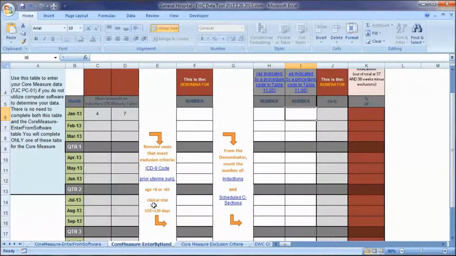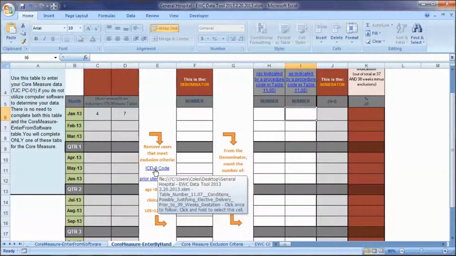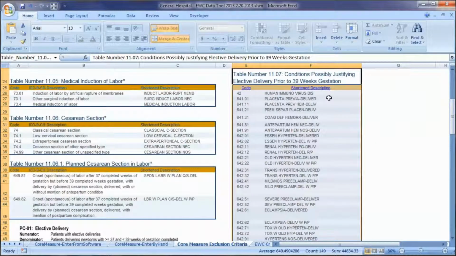Most cases are excluded based on the ICD-9 codes that are listed in Table 11.07. This is a list of 74 ICD-9 codes that is titled Conditions Possibly Justifying Elective Delivery Prior to 39 Weeks Gestation. It includes multiple maternal, fetal, and some multiple gestation codes. If a woman has any of these codes documented in her medical record, she would be excluded from the measure.